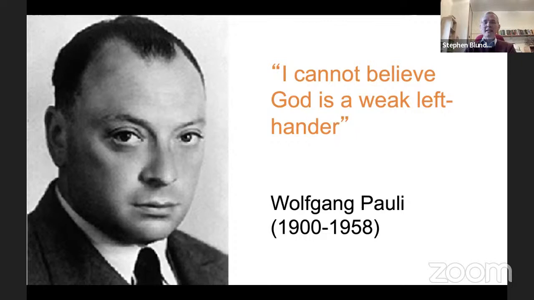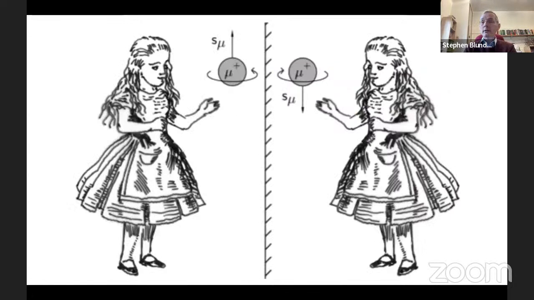But he was wrong, and this is correct. And when we held the International Conference of Muon Spin Rotation in Oxford, I illustrated this for the conference logo, because I was a conference organizer, by drawing a picture of Alice. Some of you may know the books about Alice in Wonderland or Alice Through the Looking Glass. I did that because those books were written in Oxford by an Oxford professor in the 19th century.